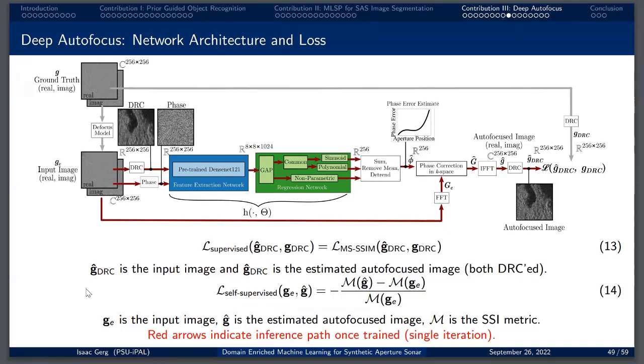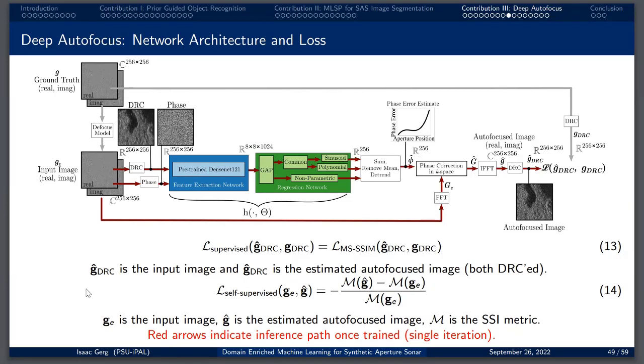And then out of this, that feature vector is going to go into a regression network. So we have a semi-parametric model here for estimating the phase error. We're going to divide it into components of the sinusoid, polynomial, and then a non-parametric portion. And then we're going to sum those outputs together.